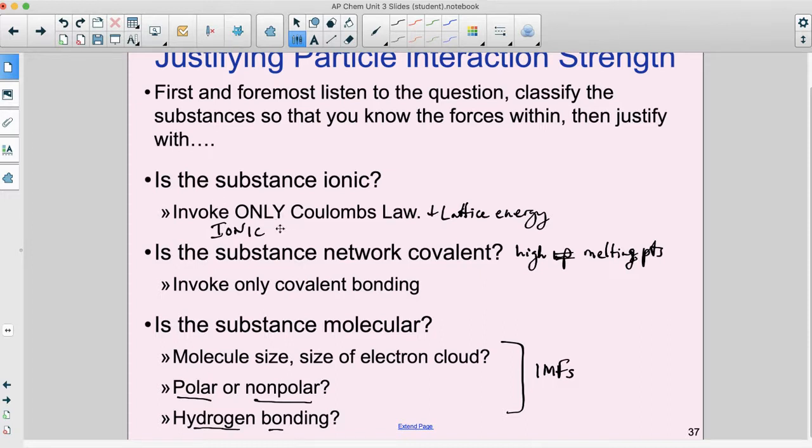So if we have an ionic compound, to melt an ionic compound, we have to break ionic bonds. To melt a network covalent solid, we have to break covalent bonds. For a molecular substance, all we have to do is break IMFs to melt. So just remember the distinction between these types, and that will help you determine what exactly is being broken when you melt these things or boil them.